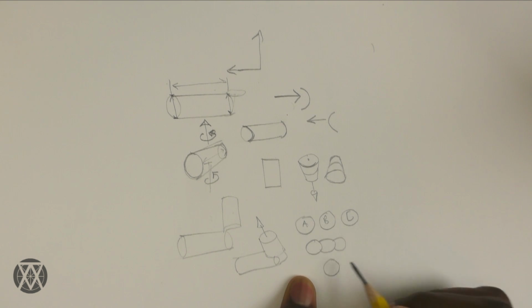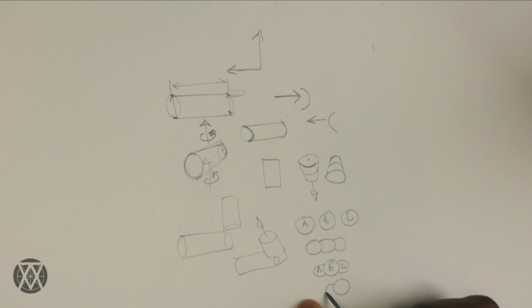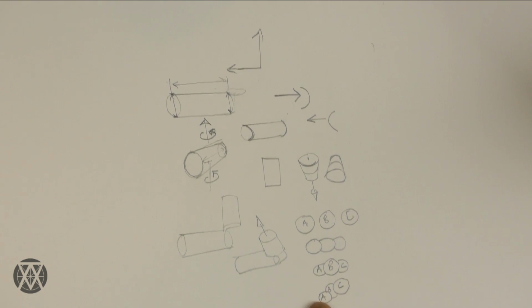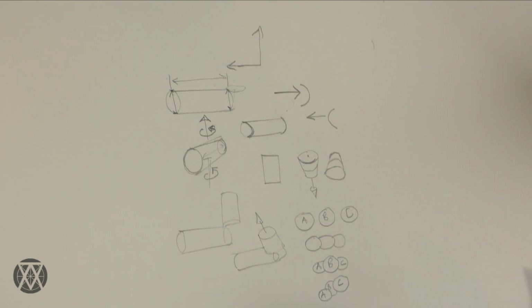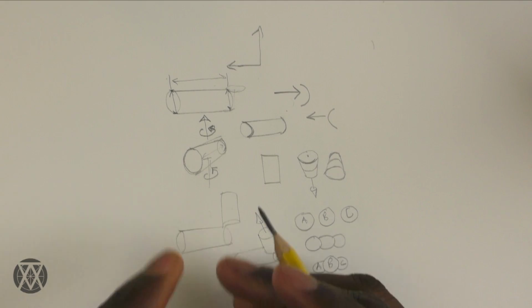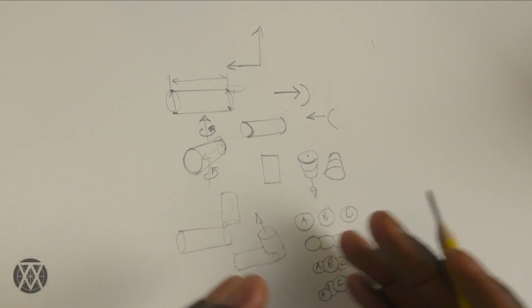If I have it like this, I'm saying B is in front of A and C. If I have it like this, I'm saying C and A are in front of B. That's the importance of overlap. Okay, now when it comes to forms in perspective, you have to also keep that in mind.